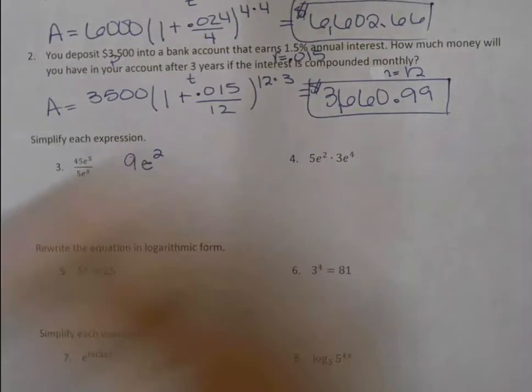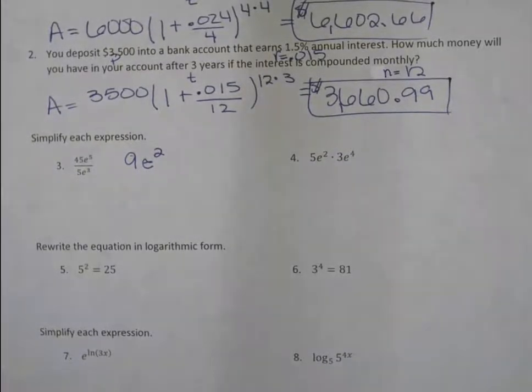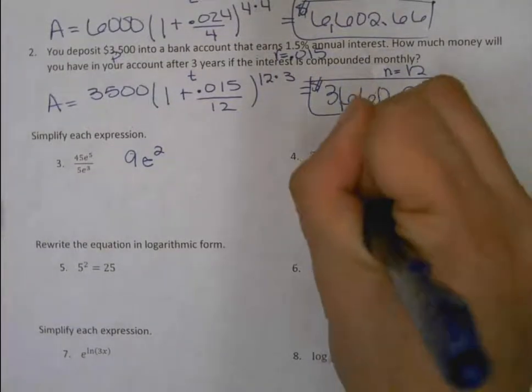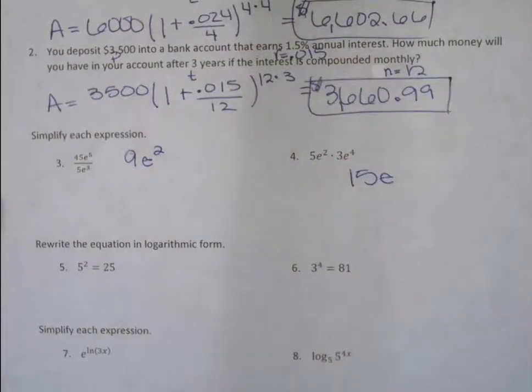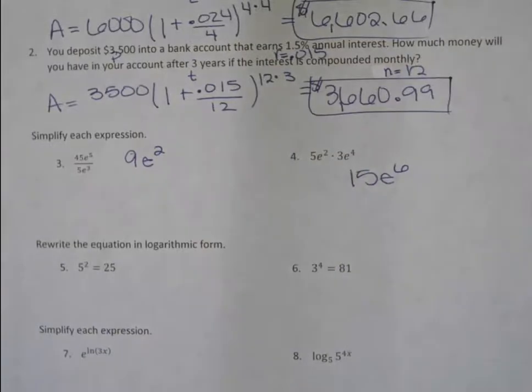Sorry. I meant to go back and fix that and I forgot. Okay. So on number 4, they're multiplying together, so I multiply the big numbers. 5 times 3 is 15, and then I add my exponents. 2 plus 4 is 6. Questions on 3 or 4?